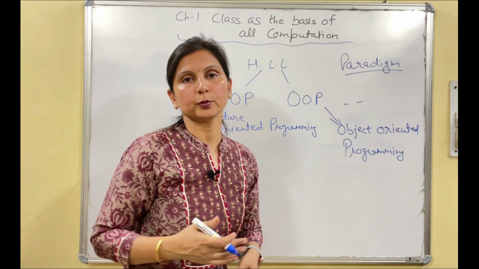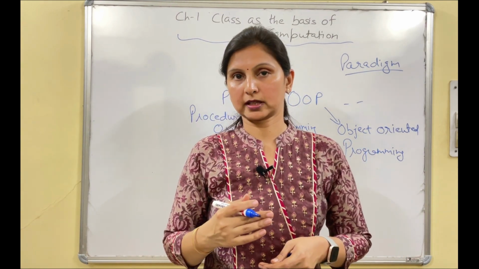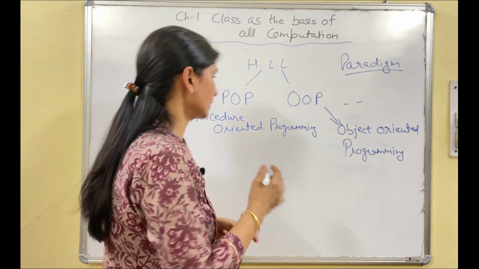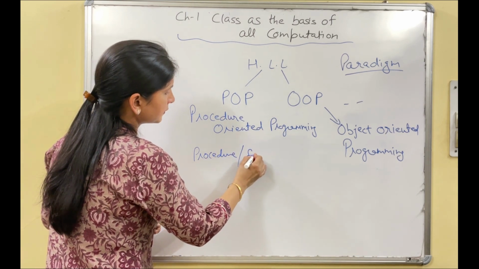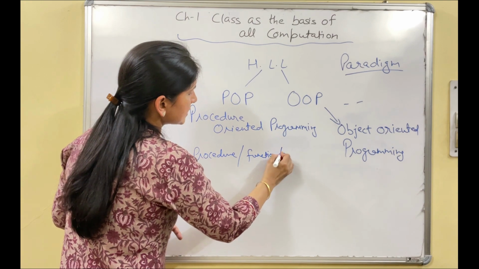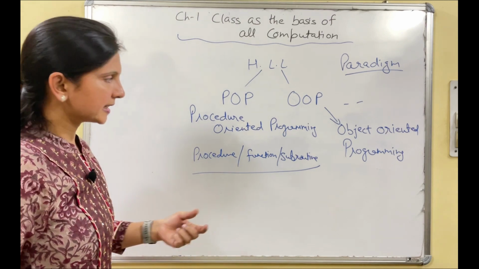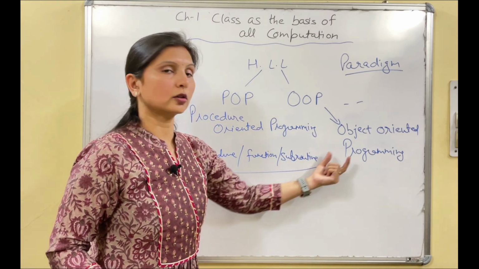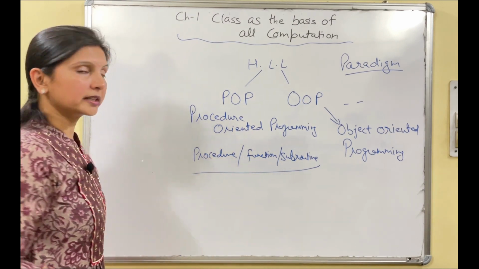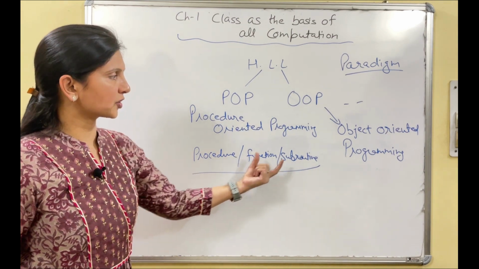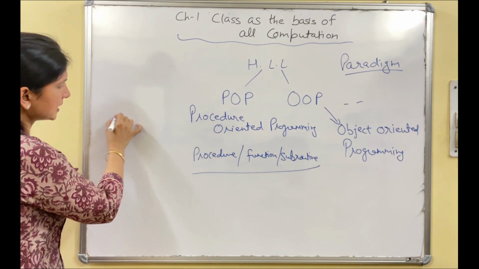So what happens in POP? In POP, the program is divided into small modules, and these modules are called procedure or function or subroutine. We can call it by any name, and in Java, in object oriented, we will call it a method or function. Fine. So all are the same. We will call it module, segment, procedure, function, subroutine. Fine. So what happens in procedure oriented language?